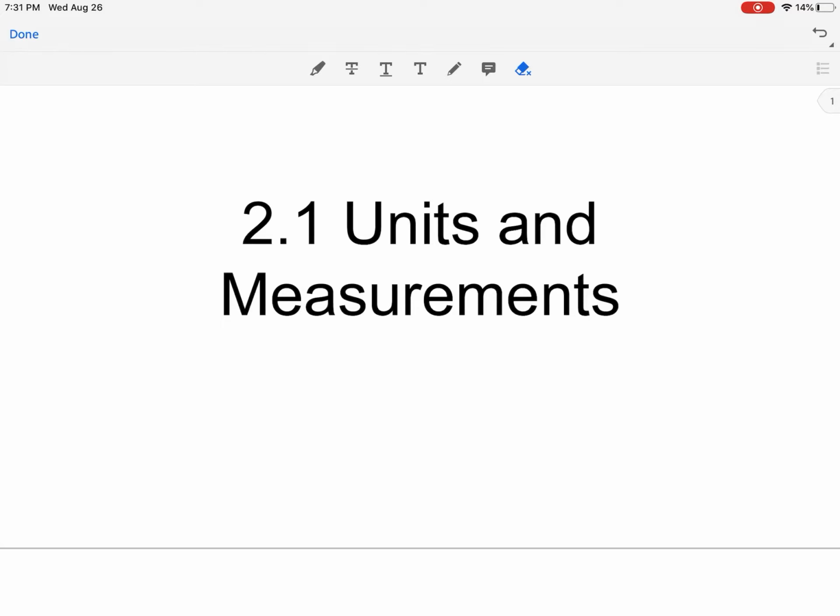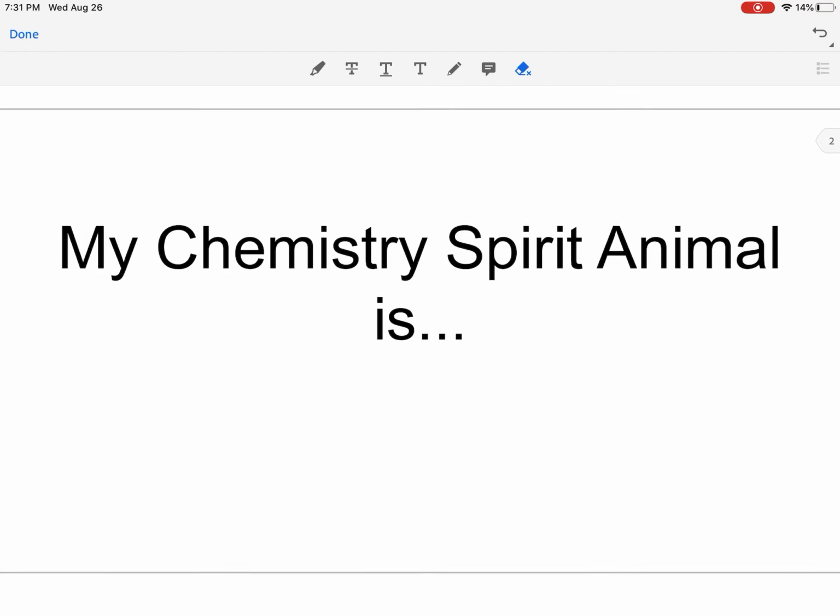Have your note sheets out. We're taking notes on units and measurement. But first off, the big reveal. What is my chemistry spirit animal?